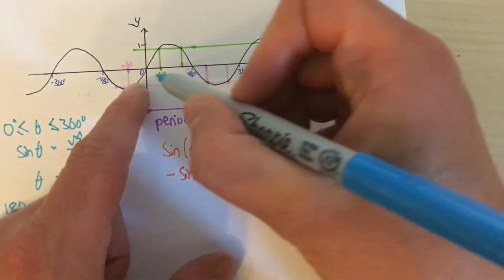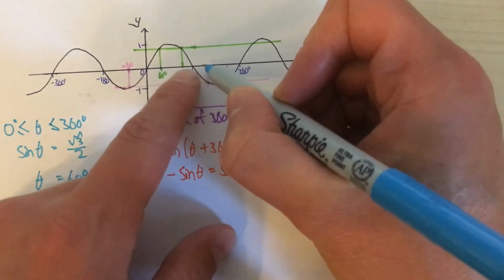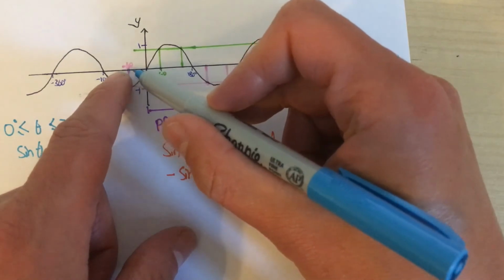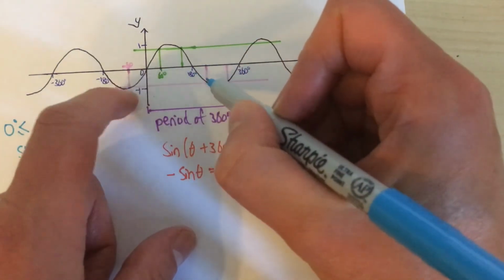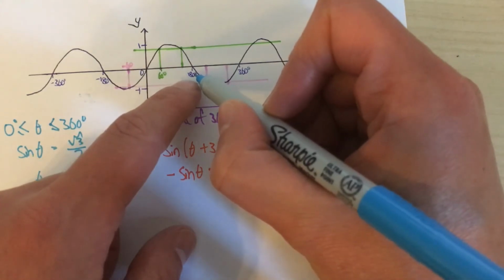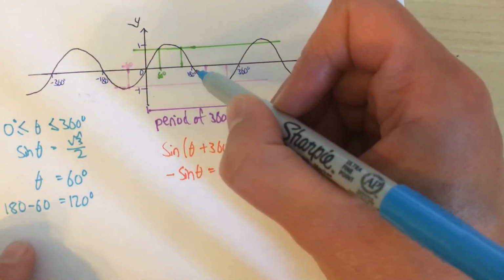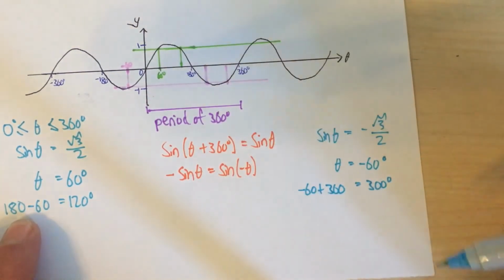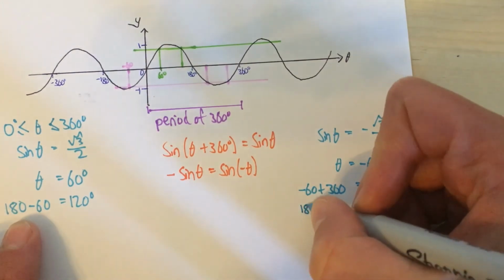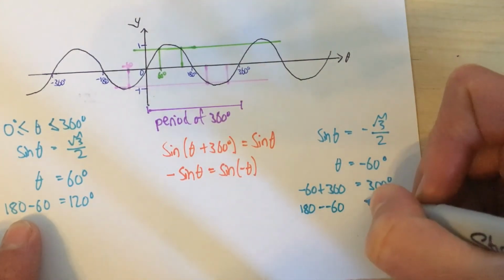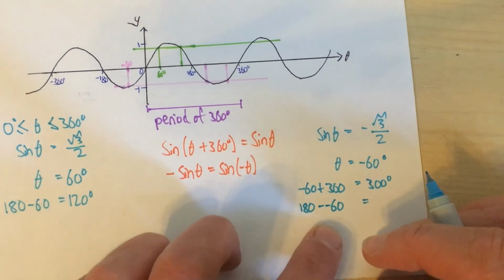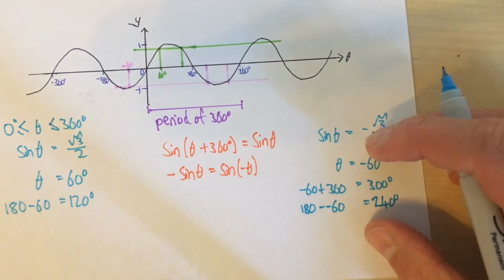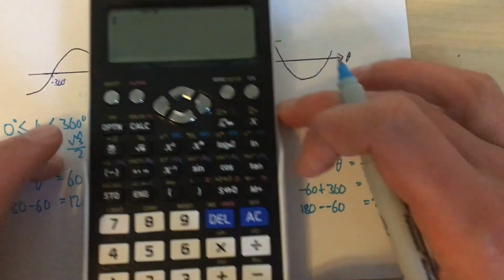And I can also see from the symmetry of the graph that this here, 180 to this point, is the same as the minus 60 to 0 from the symmetry of the graph. So I can do 180 plus 60, or this is the better way to do it. It's still 180 minus my first answer, because 180 minus minus 60 is the same result as 180 plus 60. So that gives me 240 degrees.